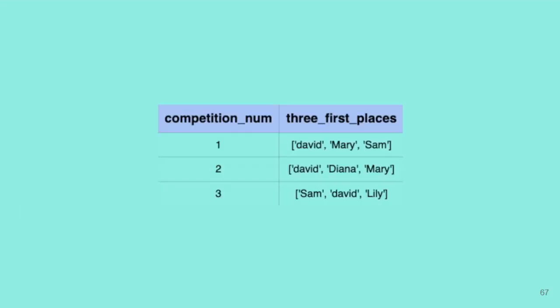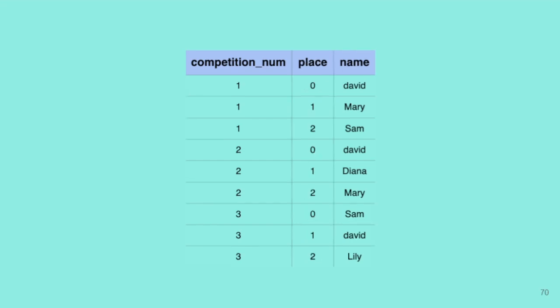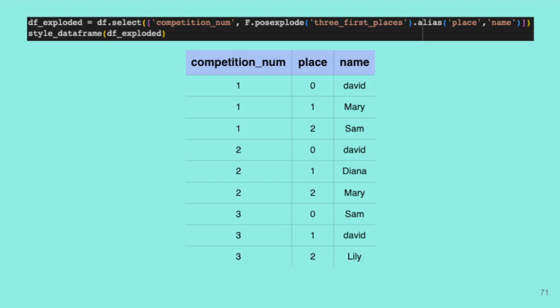Pos explode. You have a database of running competitions with the competition number and the first 3 places as an array. The order of the array is not random. The leftmost person is the first place, the one in the middle is second place, and so on. If you just explode it, you will lose the information on the ordering in the array. But by using pos explode, a combination of the words position and explode, you will get another column with the position in the original array. The syntax is identical to how you would regularly use explode, just replace the word explode with pos explode.